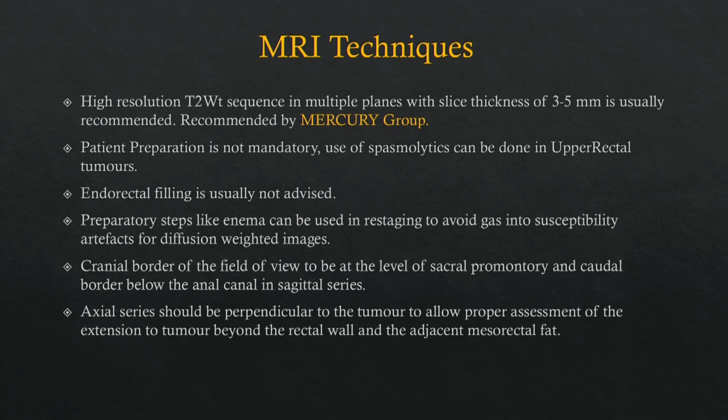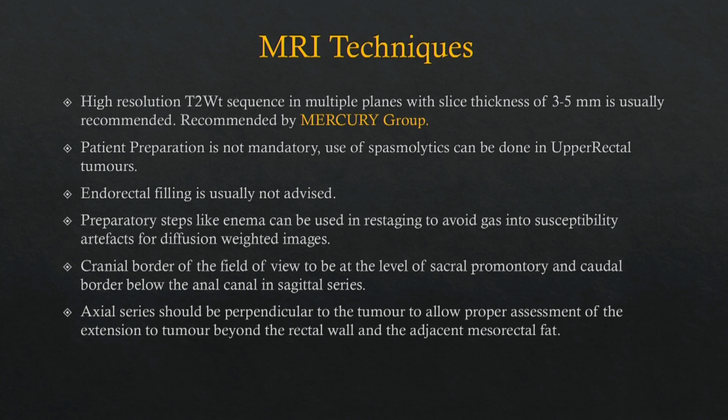Endorectal filling usually is not advised because it falsely distends the rectum and obliterates the distance between the actual tumor and the mesorectal fat. Sometimes the distance from the anal verge has also given false positive reports. Preparative steps like a microenema can be used in restaging to avoid gas-related susceptibility artifacts for diffusion weighted imaging in the restaging phase.